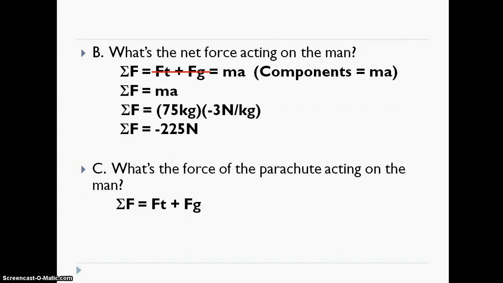If you weren't given part B and were just given part C as a question, you could have just done ma equals Ft plus Fg and not solve separately for the net force. But since we already know what it is, it makes sense to use the negative 225 as it is. So I put the numbers in my equation. I found the weight of the man, and that is just his mass of 75 kilograms times 9.8, negative because it's down. This is where the signs really do matter.